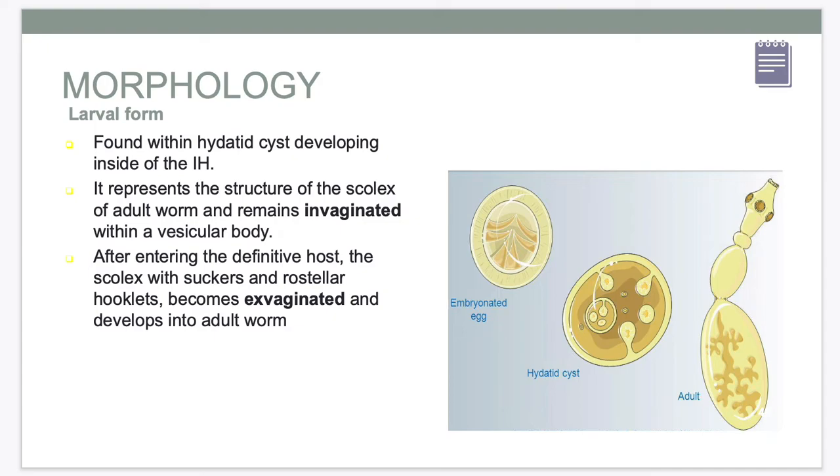The larval form is found within a hydatid cyst. So that's your hydatid cyst. No? And it presents the structure of the scolex of the adult worm and remains invaginated within a vesicular body. So after entering the definitive host, the scolex with suckers and rostellar hooklets becomes evaginated and they develop into an adult worm.